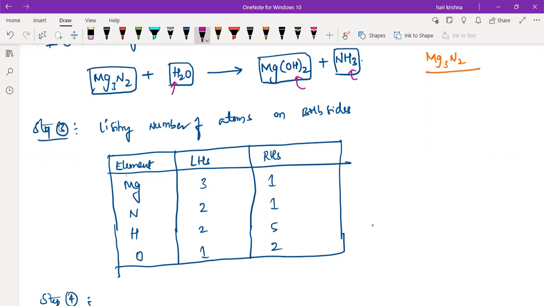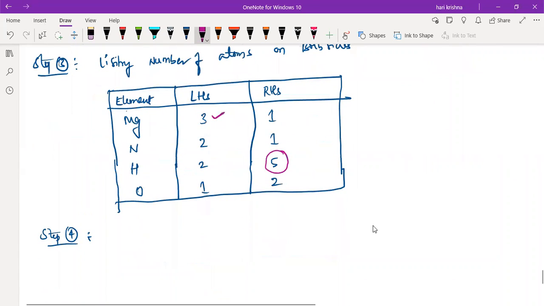Mg and N both have the same chances. Now this is the highest, right? The next highest is which one? Magnesium. The second highest is magnesium. So we'll start with magnesium because it is there at only a single position on the reactant side and the product side.